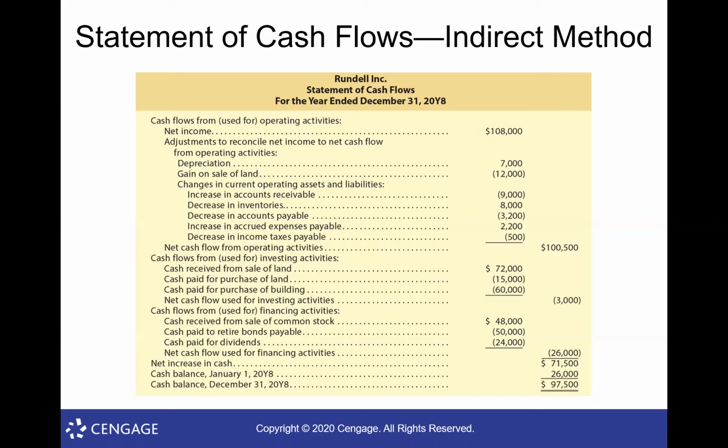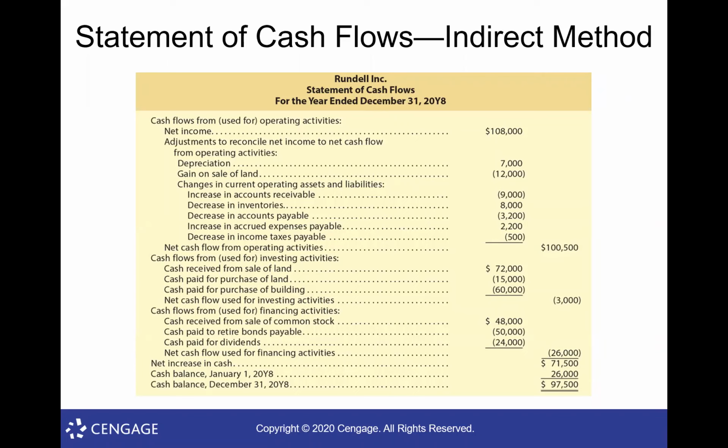We received $72,000 on the sale of the land. We paid $15,000 for another purchase of land and paid $60,000 for buildings, which means our net cash flow used from investing activities was 3,000, or a negative 3,000. We paid out 3,000 more on investing activities than what we brought in. Finally, on financing, we received 48,000 from the sale of common stock, paid 50,000 to retire bonds, paid 24,000 in dividends. So our net cash flow from financing, negative 26,000. So we add all that up, we have a net increase of cash of 71,500. So the business has $71,500 more cash today than it did at the beginning of the year.